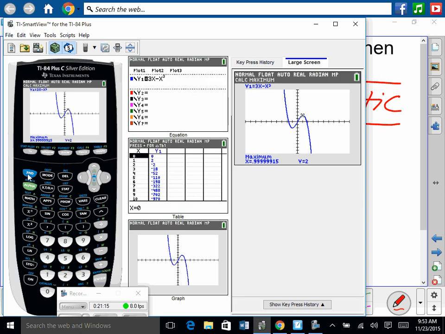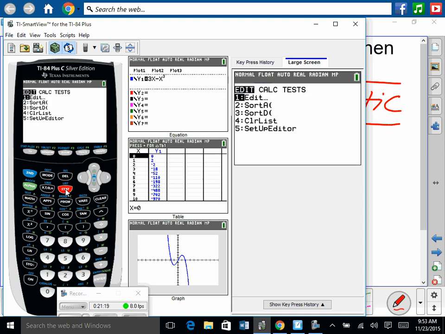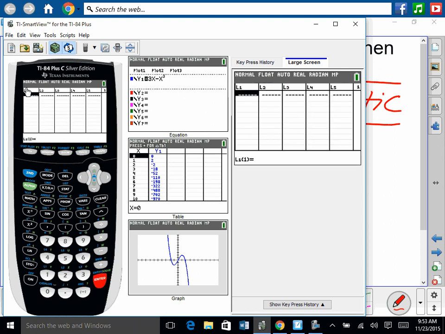All right, so then we do this, everybody. You do the stat key, stat, and then edit. And then we type into list 1 our x values and into list 2 our y values. So what's our x values? -4, enter. -3, enter. -2, enter. -1, enter. 0, enter. Okay. Then we type in our y values.